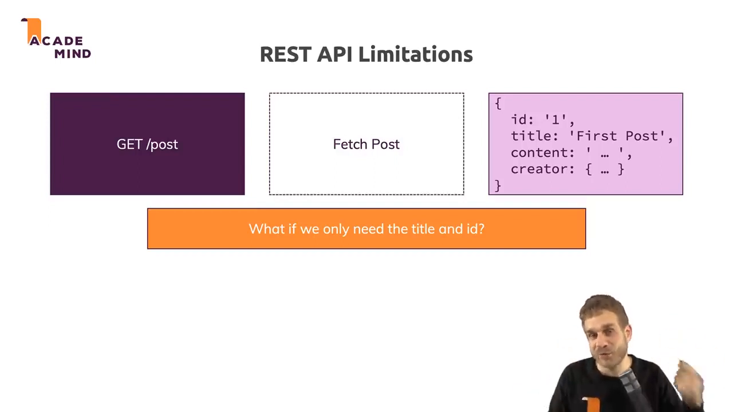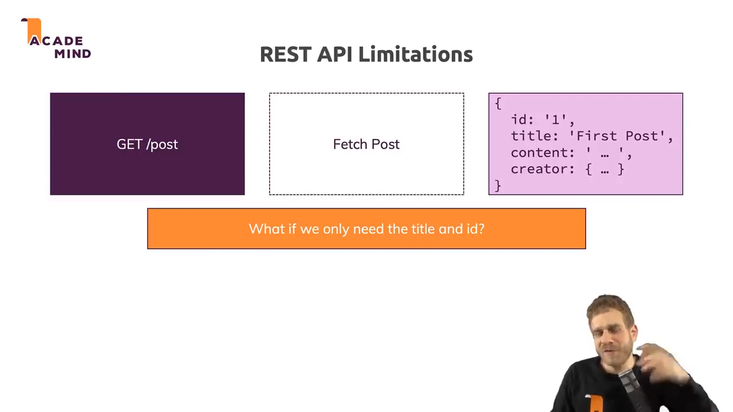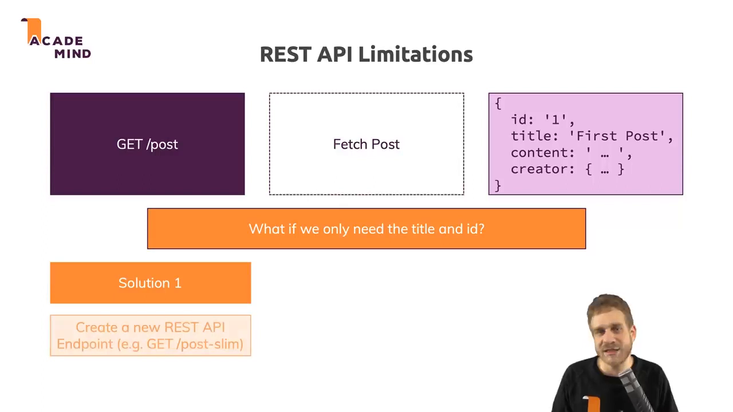That is how REST APIs work. Now, if you want to have less data, one solution would be that you simply create a different REST API endpoint, right? You could have /post_slim to which you can send GET requests, and there you also send back post data, but only the ID and title.